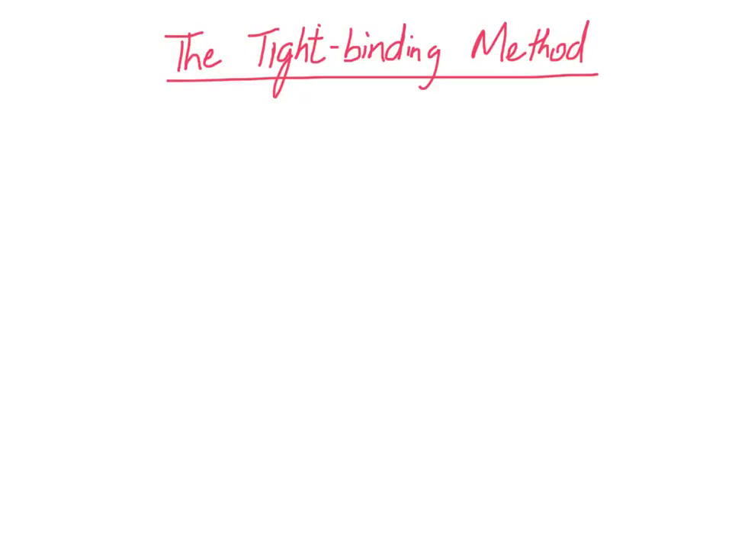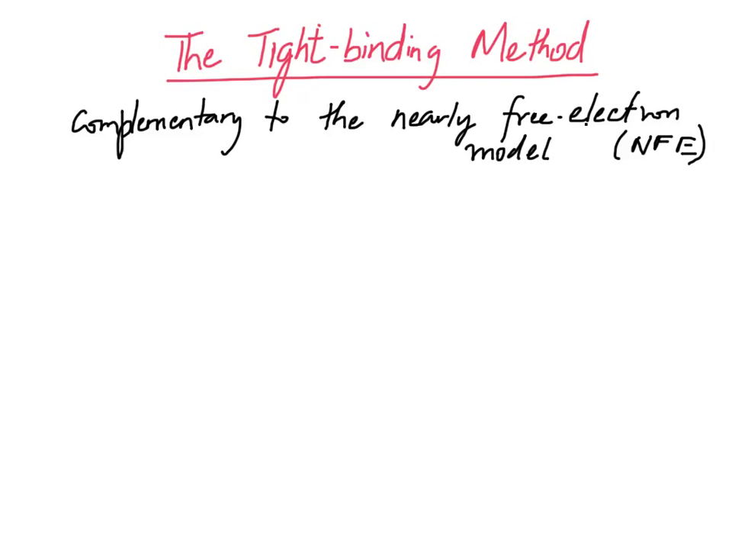Hello again everybody. Today we're going to talk about the tight binding method, which provides us with a complementary perspective with respect to the nearly free electron model that we discussed in the last lecture. In the nearly free electron model, we start with an electron in a zero periodic potential, and then we turn the periodic potential on gently.